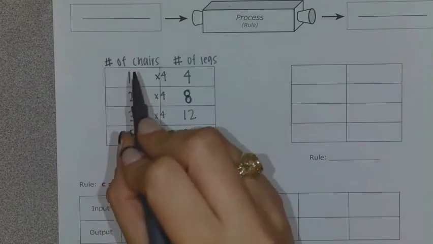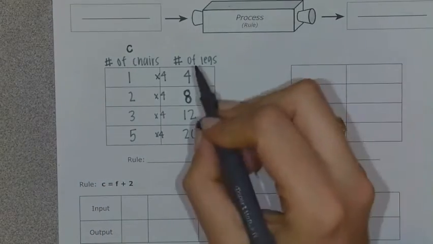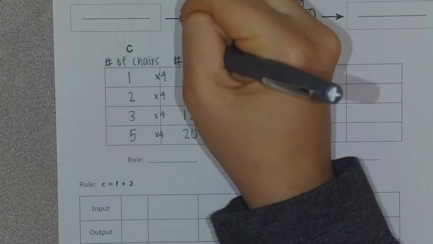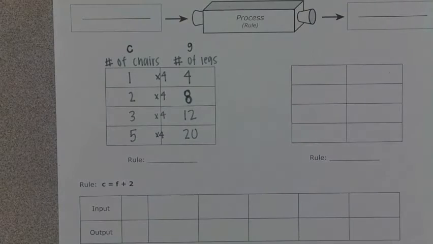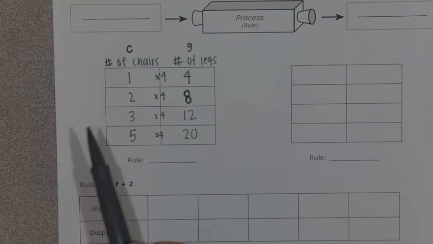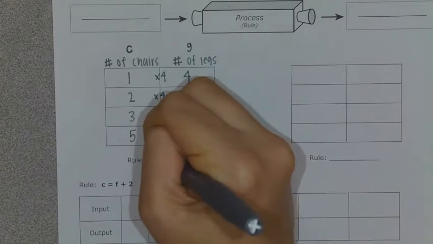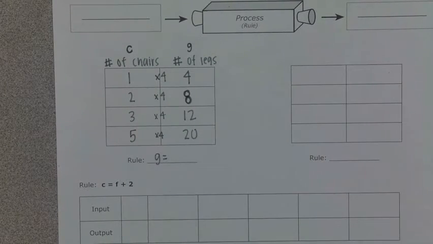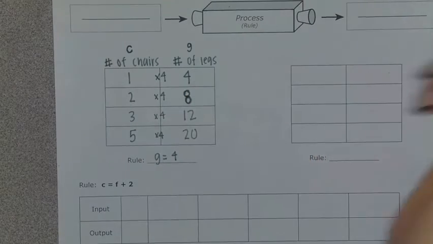I'm going to come up with variables to represent what is happening here. I'm going to say that my variable for the number of chairs is going to be just the letter C. And for the number of legs, I'm actually going to use the letter G because L tends to look like a 1 when we write it by itself. So in order to get G, I'm going to say that G is equal to the number of chairs multiplied by 4. I would write that as G = 4C.